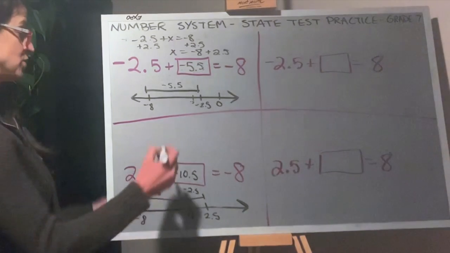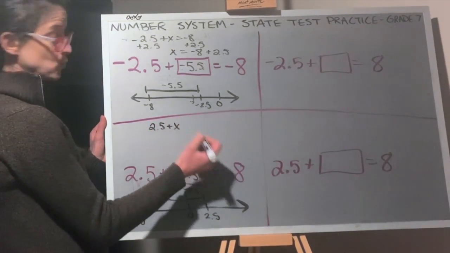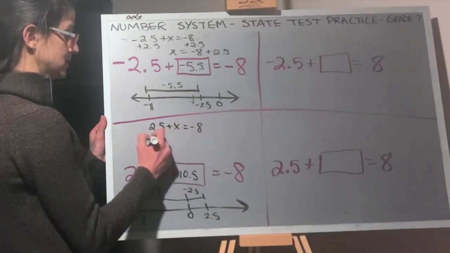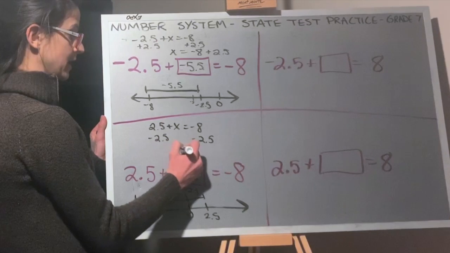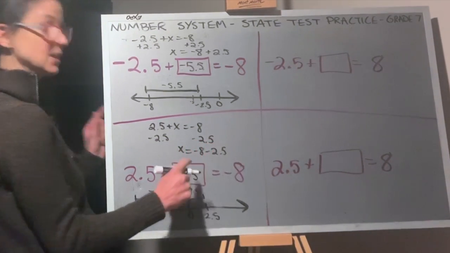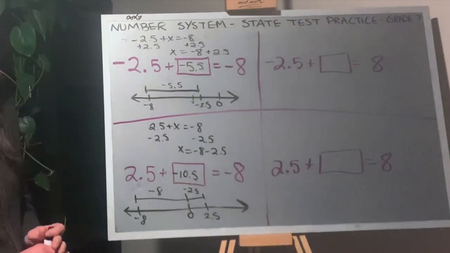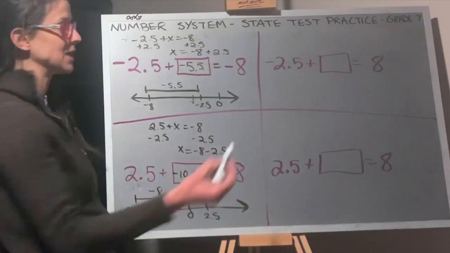Using an equation, I would do 2.5 plus x equals negative 8. I would subtract 2.5 from both sides of my equation, and I would get x equals negative 8 minus 2.5, which is negative 10.5.